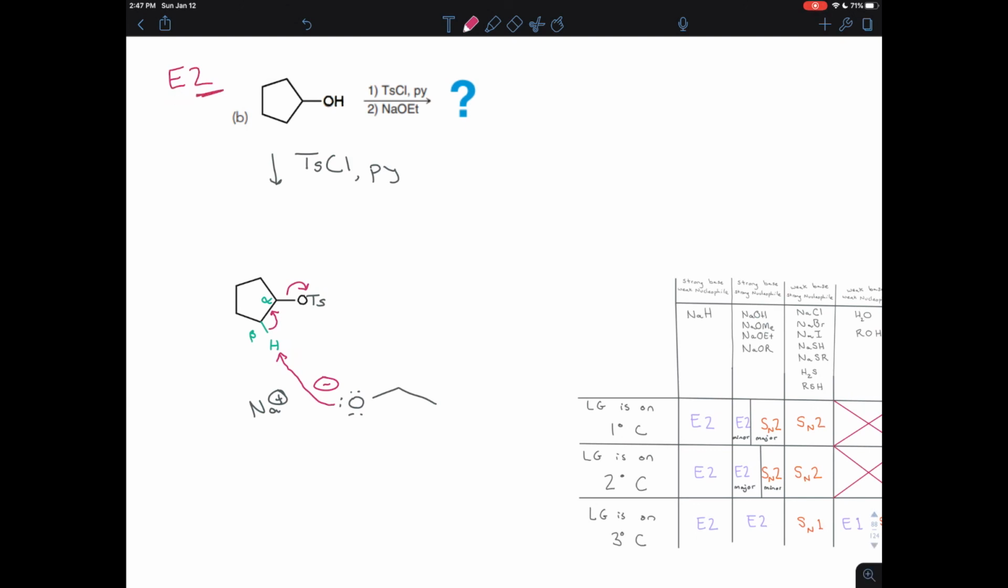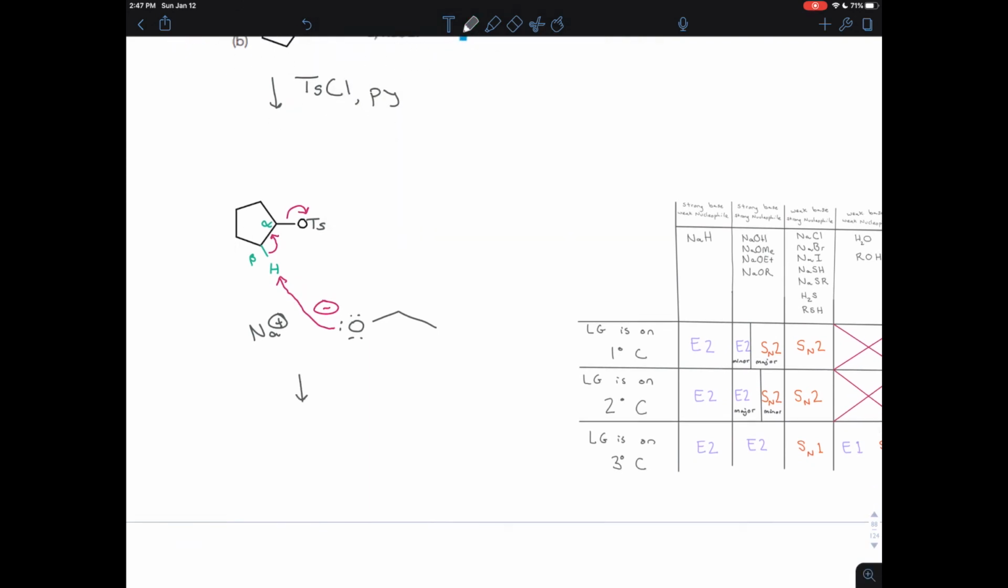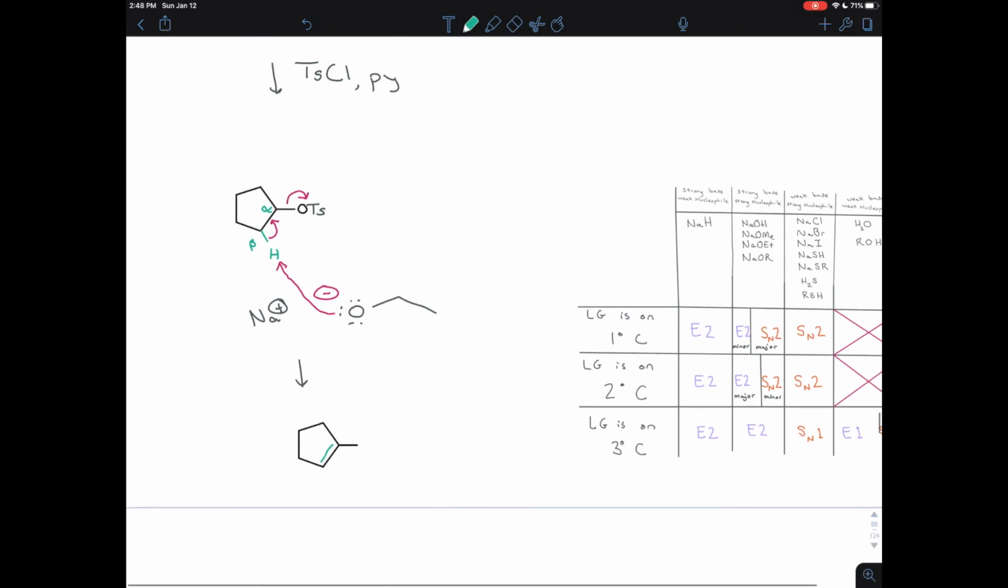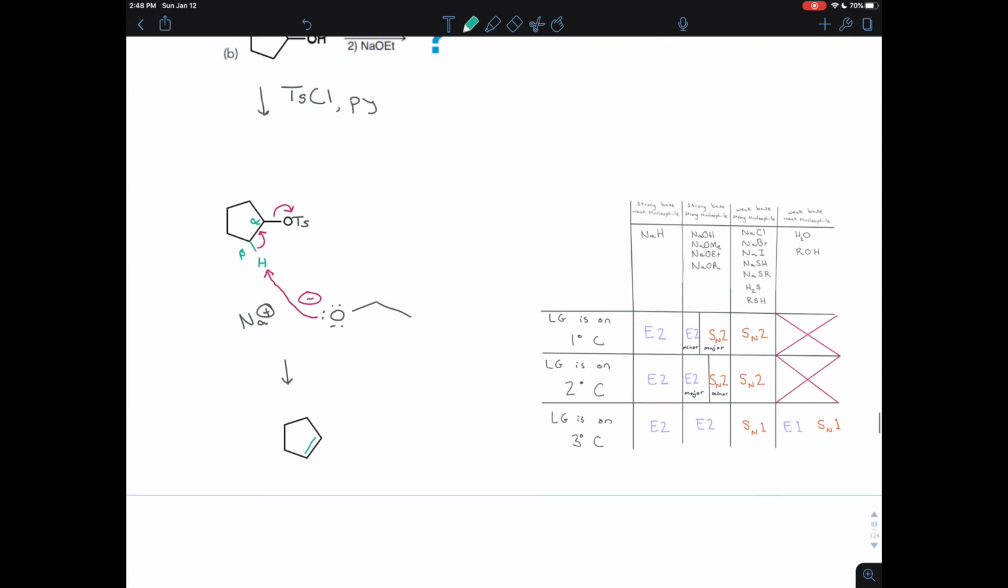You're eliminating the OH, and two things are happening at the same time when you do that. The result is that you form a pi bond there. And then this tosylate group isn't there anymore. That's the only possible product here, because we only had one unique beta hydrogen. So that's the only possible elimination product here.